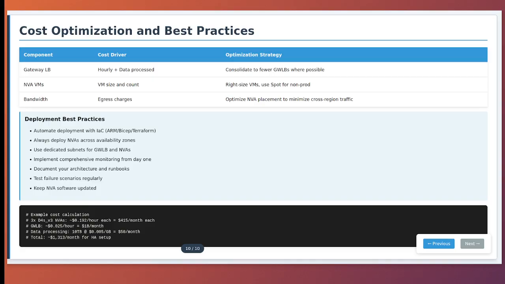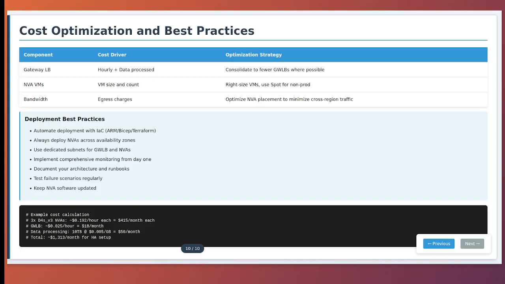Design principles I always follow. Keep it simple. Do not over-engineer your solution. Plan for growth. Ensure your architecture can scale without major redesign. Document everything. Your future self will thank you. Test failure scenarios. Do not wait for production issues to find out if your HA works. Monitor proactively. Set up alerts before you need them.